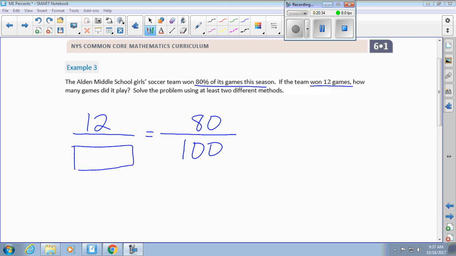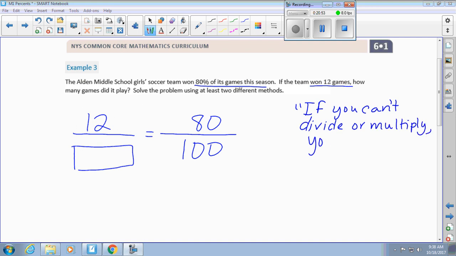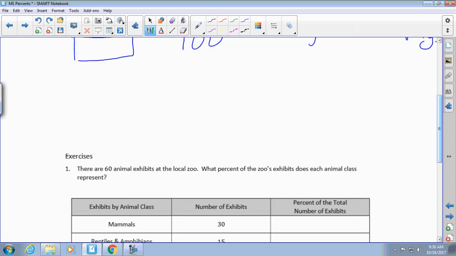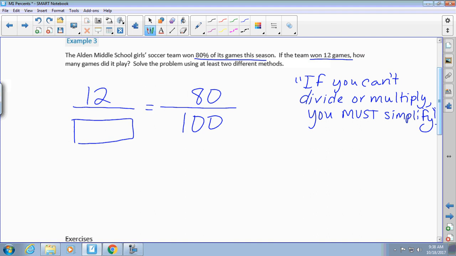We're missing this piece. Now, here's a key lesson, all right? We're going to quote the famous Mr. Mattingly: "If you can't divide or multiply, you must simplify." End quotes. Oops, I went too far over. All right, there's quotes there at the end. So, if you can't divide or multiply, you must simplify. Because is there a connection between 12 and 80 that's real clear? No. So, let's try simplifying this fraction. All right? Please hold on one second.